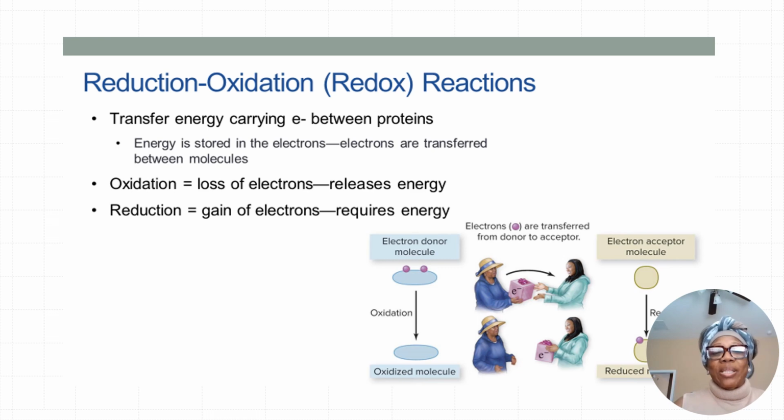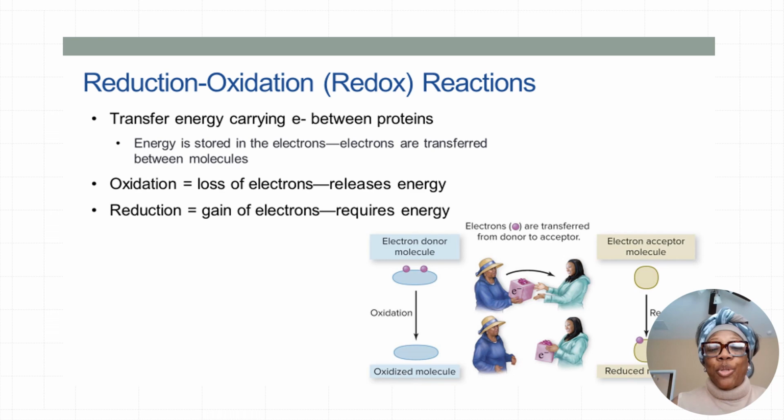In the process of oxidation, there is a loss of electrons. When electrons are lost, that means that atom becomes less negative and energy is actually released. But in the process of reduction, electrons are gained, and this requires energy.